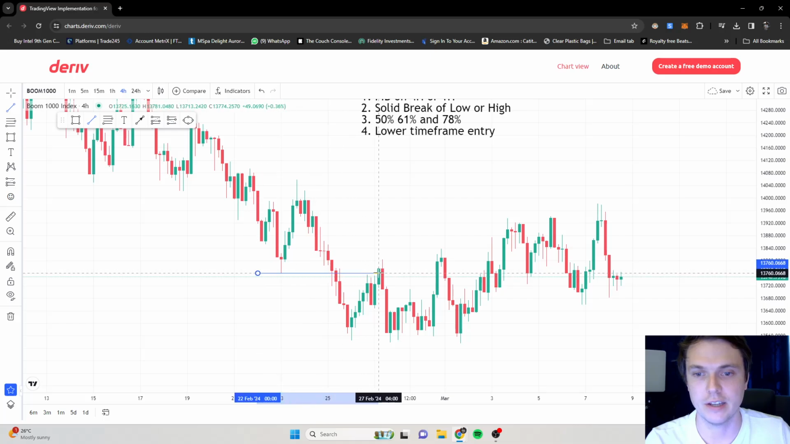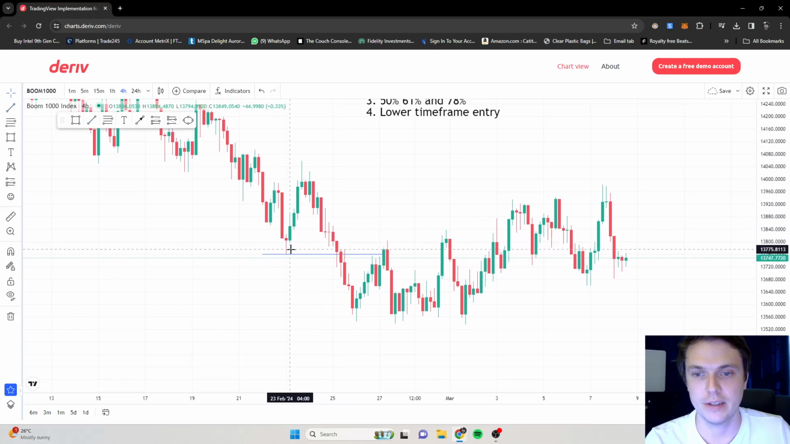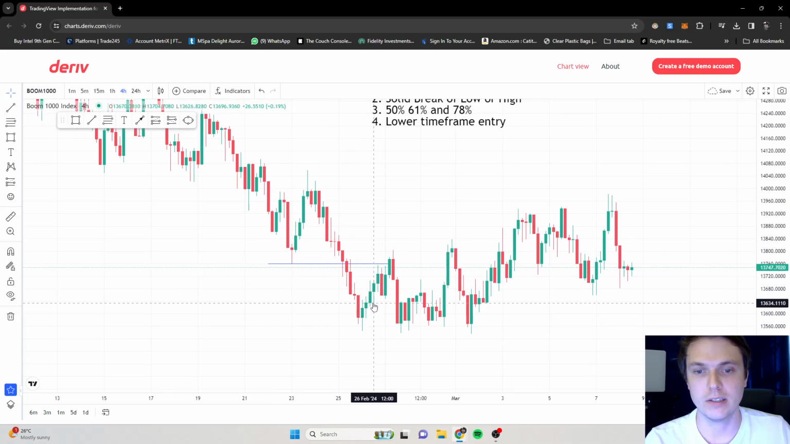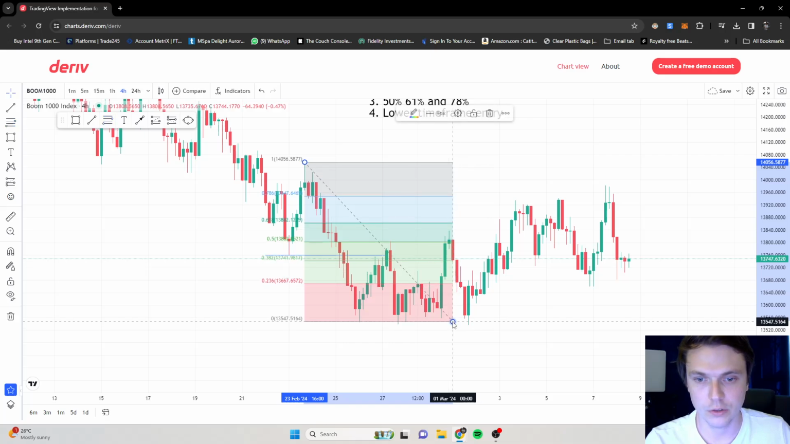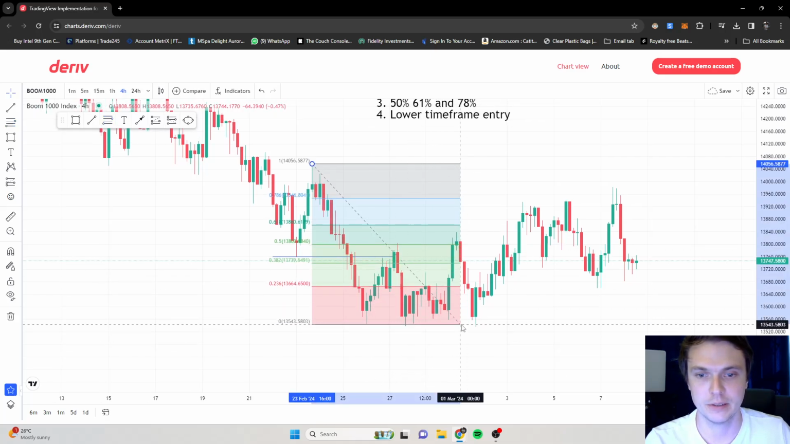For example, we're going to look for a solid break of a low or high. Here you can see a solid break of a low. That was a nice low formed there, and it broke down through it. Once it started turning around, we're going to take our fib from the high of this movement to the low of this movement. Okay, that's it.